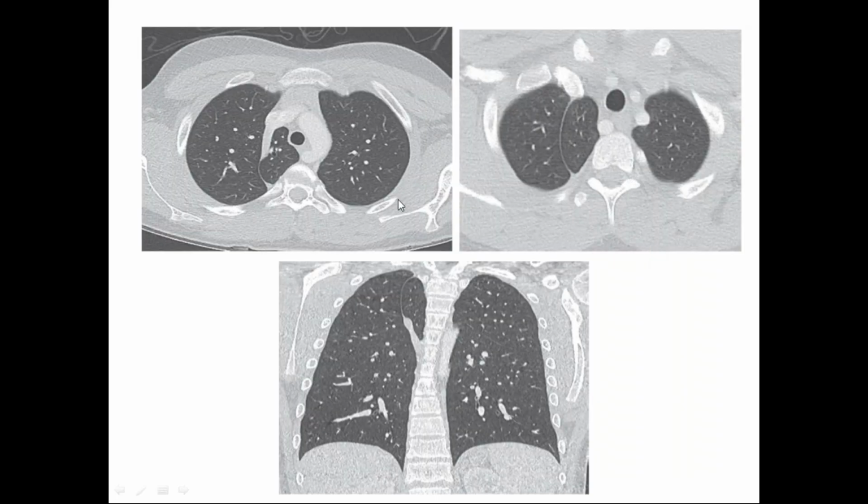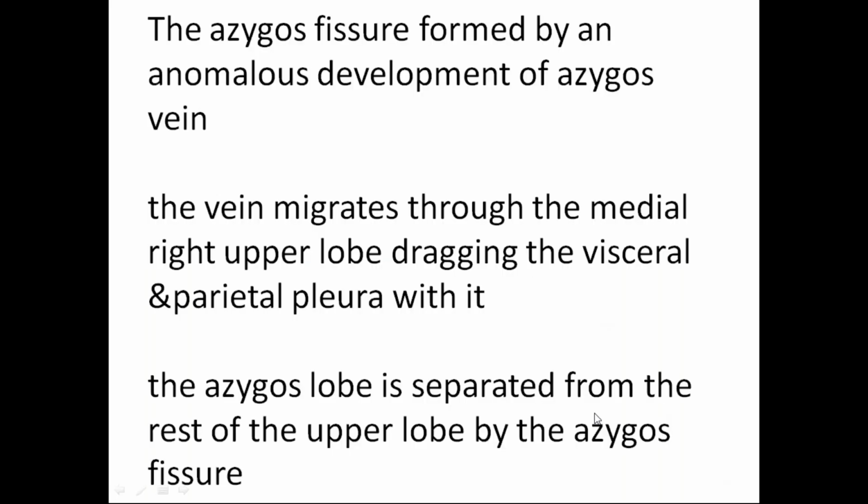These are CT axial sections, and this is the coronal section, showing an accessory fissure, that is the azygous fissure, separating the azygous lobe from the right lung. The azygous fissure is formed by anomalous development of the azygous vein. The vein migrates through the medial right upper lobe, dragging the visceral and parietal pleura with it. The azygous lobe is separated from the rest of the upper lobe by the azygous fissure.